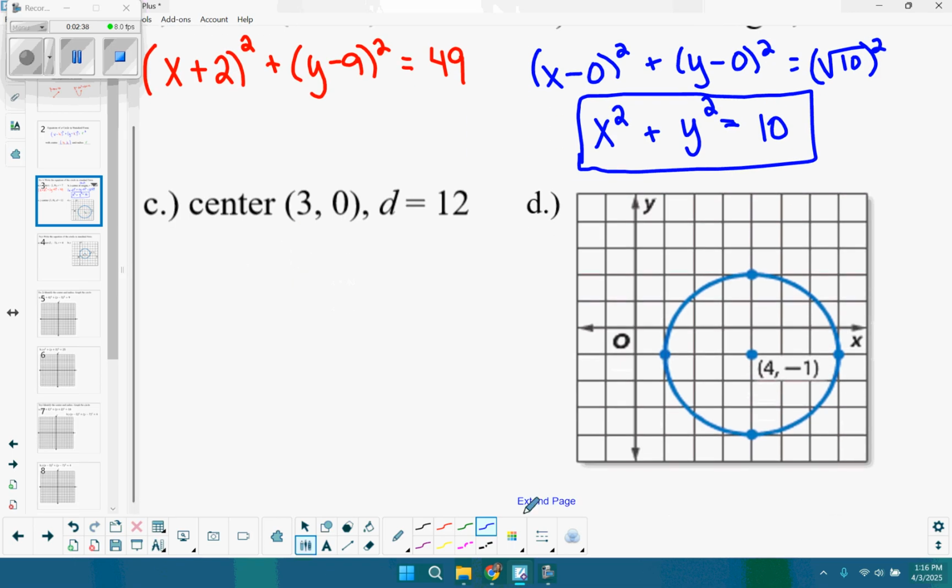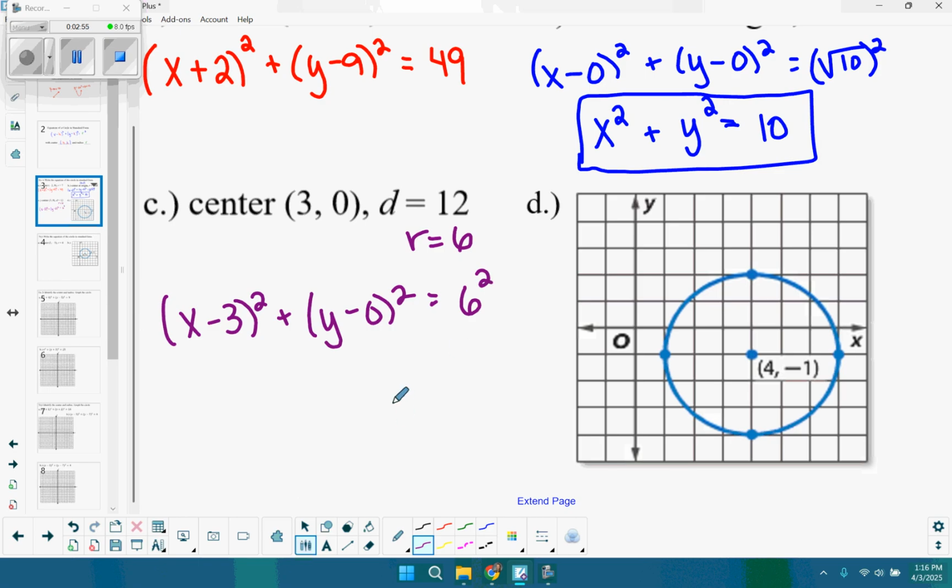For choice C, the center is (3, 0), and the diameter is 12, which means the radius is 6. So if I was doing x minus 3 squared plus y minus 0 squared equals 6 squared, the x minus 3 can't be reduced any further, so that'll stay like that. Y minus 0 is y, so that's y squared equals, and 6 squared is 36.